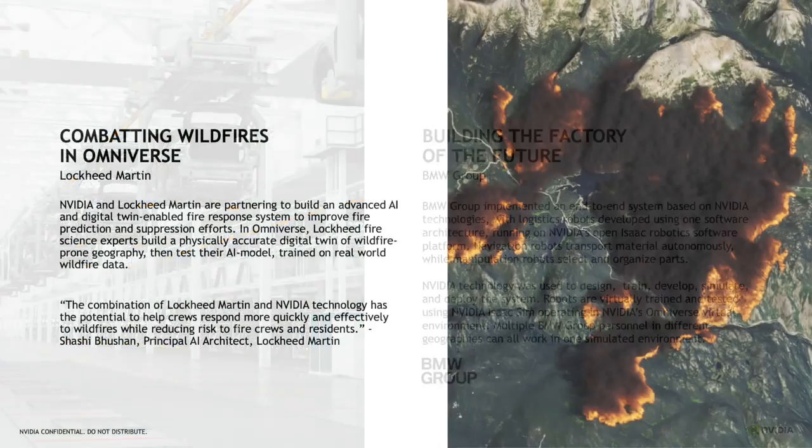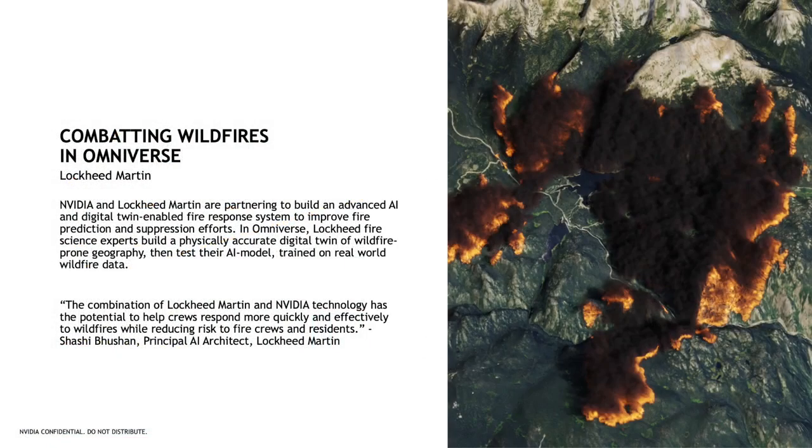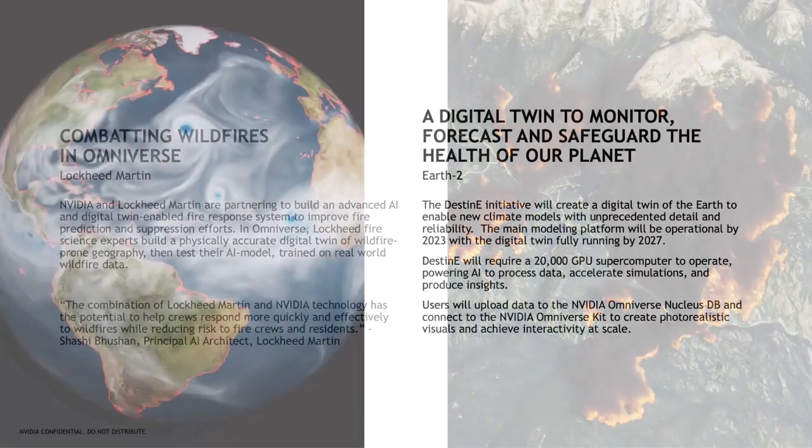We've been working with Lockheed Martin, who's been challenged with combating wildfires and using Omniverse as a simulation platform for that. So they've been able to use our advanced AI and digital twin capabilities to understand how a wildfire spreads and things that they can do to eventually help prevent them.